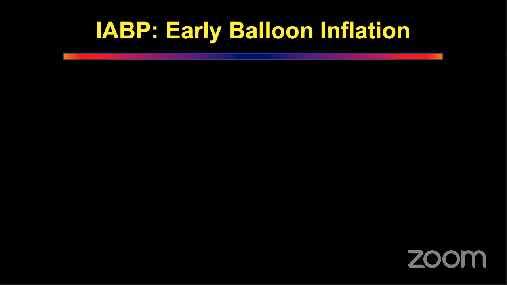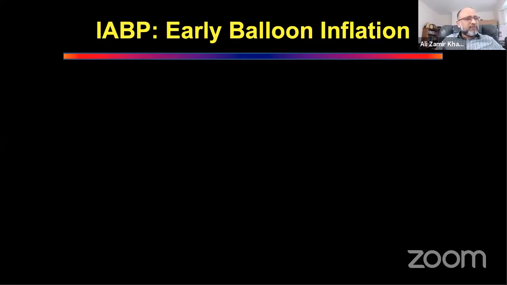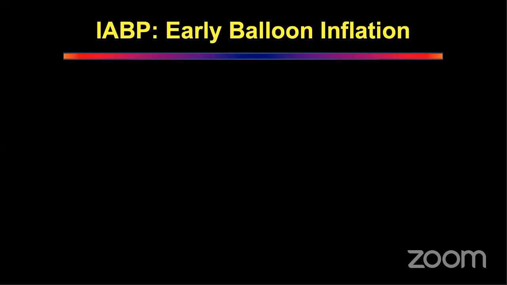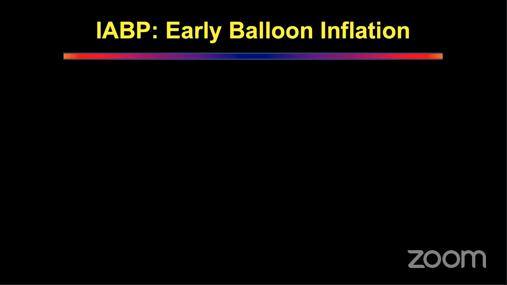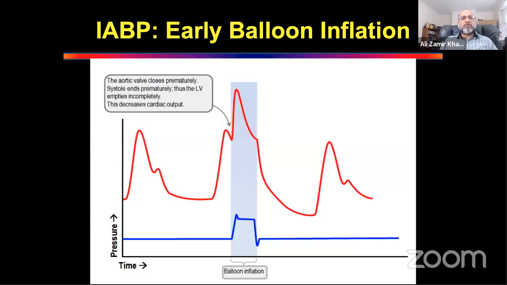There is going to increase the work of the heart. How? Sir, as it is, the heart is supposed to be pumping forward, and if the balloon inflates, it will push the blood back towards the heart. What will happen to the aortic valve? Early closure of aortic valve. You're absolutely right. Early closure of aortic valve, because aortic valve closure depends on the aortic pressure. What will happen to the cardiac output? Cardiac output is going to reduce. Good. Excellent. Very good. So this is the answer to it.